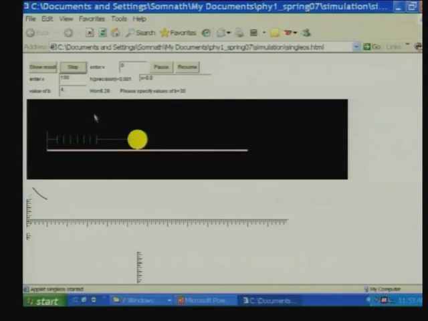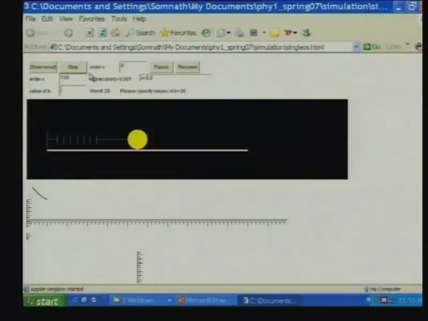Now, let us next take an overdamped situation. An overdamped situation would correspond to a value of B which is more than 4 pi, so a value which is more than 12.5. So, let us choose a value for B which is around, let us say, 20. The value of B has been set to 20, and let us run the simulation again.